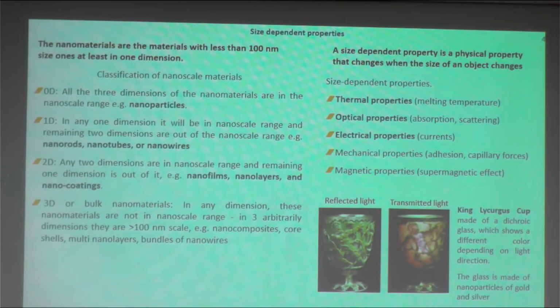And here I would like to show you one example. Maybe you know about this Lycurgus cup. It's made of dichroic glass, and it shows different colors if you reflect the light or if it transmits the light. And this glass is made of nanoparticles of gold and silver. So it's a very nice example to see how the size of materials changes the properties of, like, a cup.